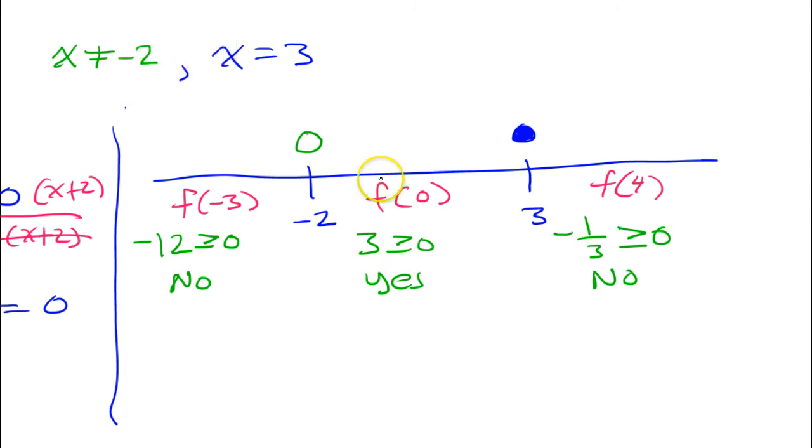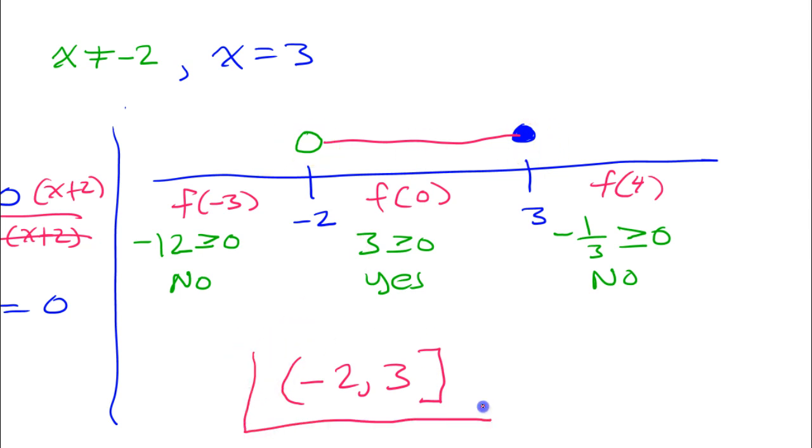All right, so the yes tells me where the solutions are. So apparently the solutions are here between -2 and 3. So in interval notation, I would write -2 to 3. All right, open circle, parentheses, closed circle, bracket. So this would be the solution in interval notation.